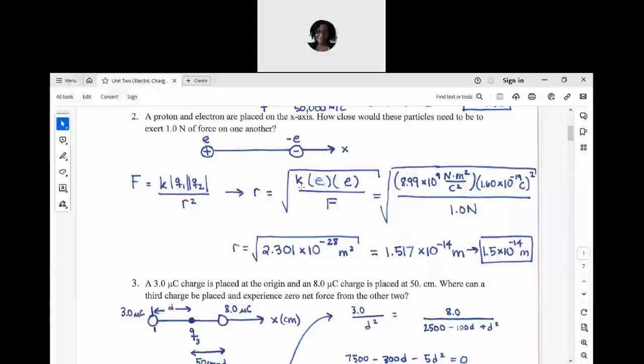Instead of Q1 and Q2, I just took the fundamental charges. So the magnitude is what's important here. So I just have lowercase e times lowercase e, and I can solve for the separation, which is lowercase r. What you get is 1.5 times 10 to the negative 14 meters. That is 2 sig figs coming from the force, which is given to 2 sig figs.